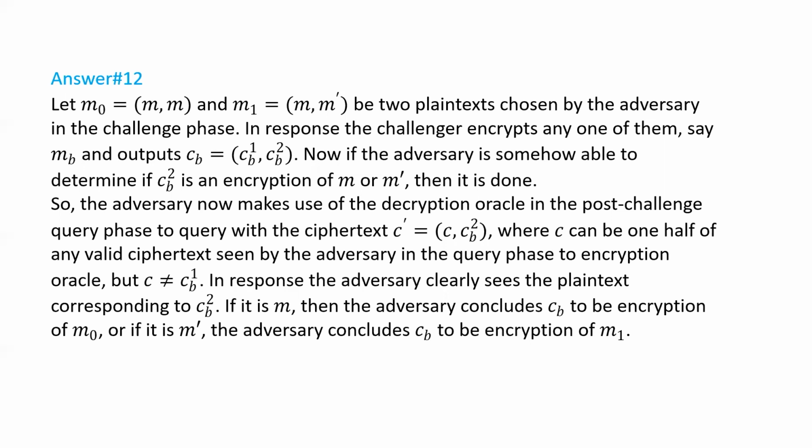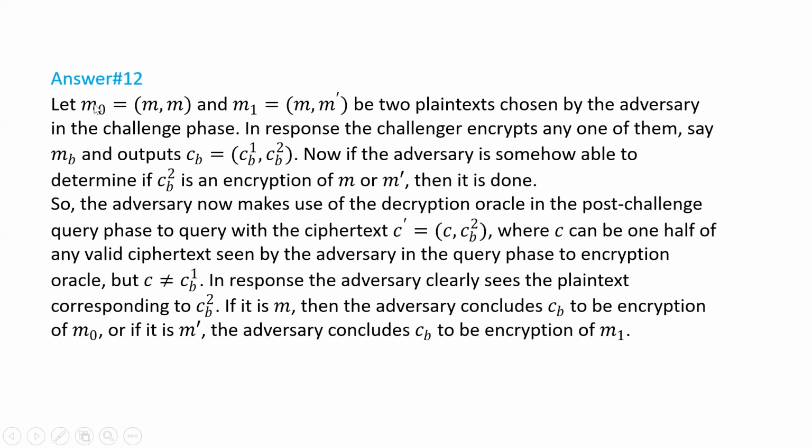And in response, the challenger encrypts any one of them, say Mb. So the challenger chooses either (M, M) or (M, M dash), denoted as Mb, and outputs the corresponding ciphertext Cb, where Cb again has two parts, Cb1 and Cb2. Now, if the adversary is somehow able to determine whether Cb2 is an encryption of M or M dash, then it is done, right?